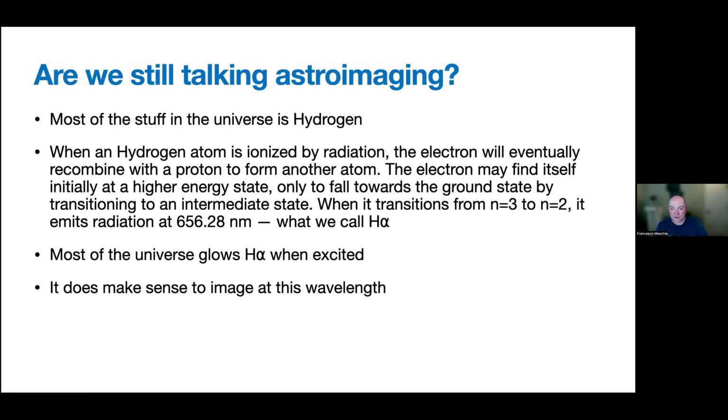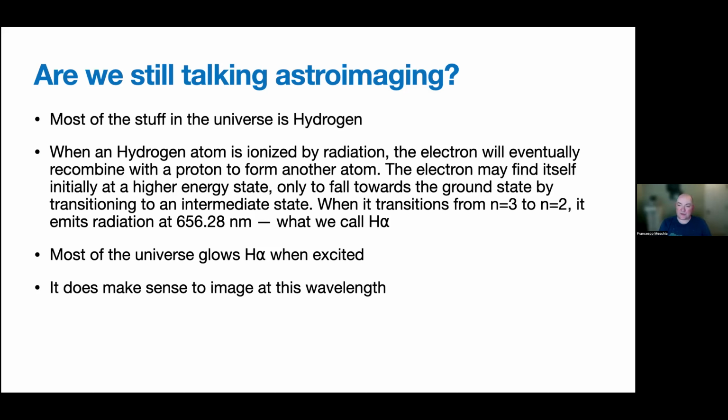It cannot be produced by fusing any other reaction. It's the simplest one. When a hydrogen atom is ionized by radiation, like shining a UV light on a cloud of hydrogen, if the radiation is sufficiently strong and energetic, it will ionize this gas of hydrogen atoms. And ionizing means that we'll strip away some of the electrons from the electron shell of the atoms. Eventually, these electrons will recombine with the free proton to form another hydrogen atom.